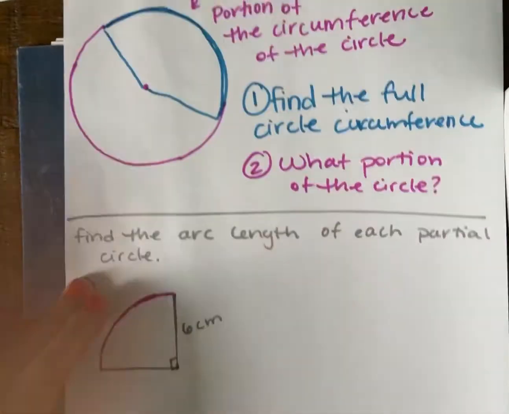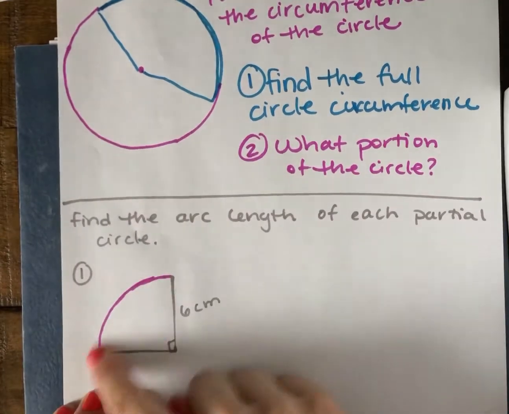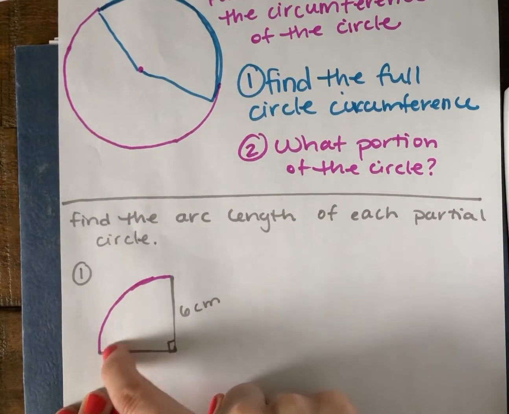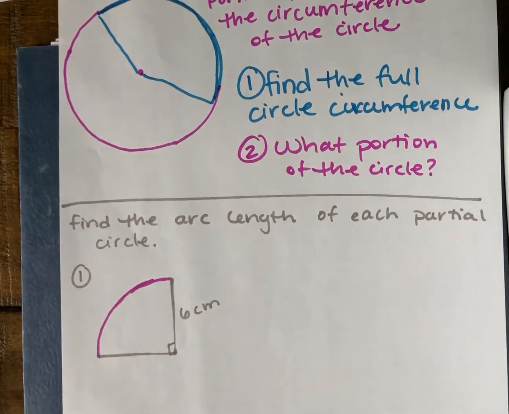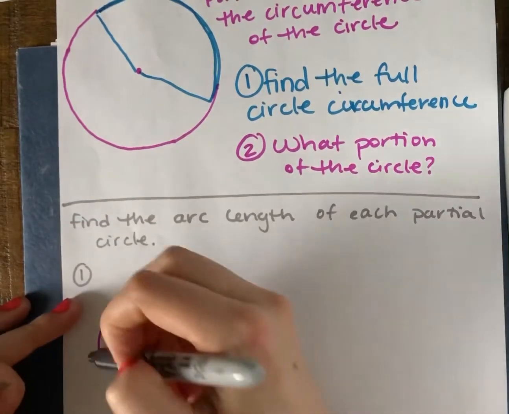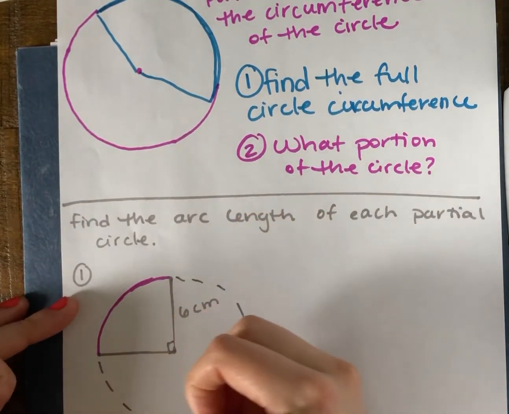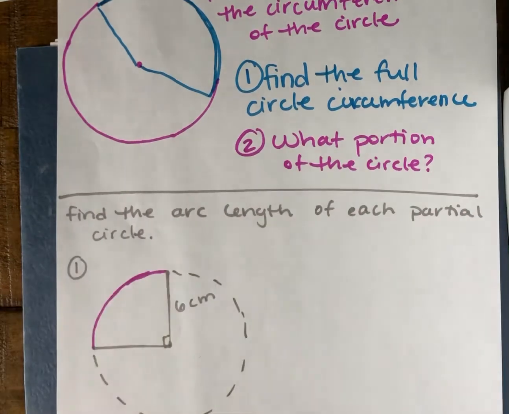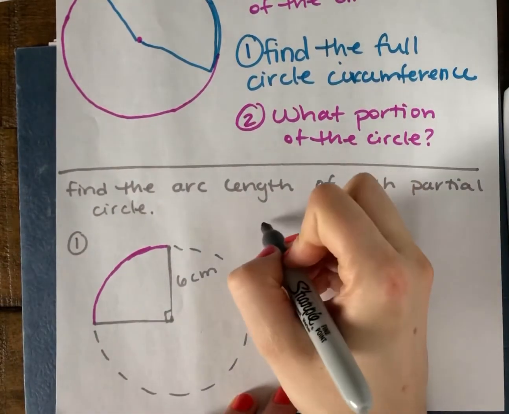So I'm being asked to find the arc length of each partial circle. So it's not a full circle. We could call this a sector, but we're looking at how long this part of the circle is. And that's a portion of its circumference. So the first thing I would do is think about the full circle. And I just sketch it in. Okay? And I'd think about how I would find the circumference of a full circle.